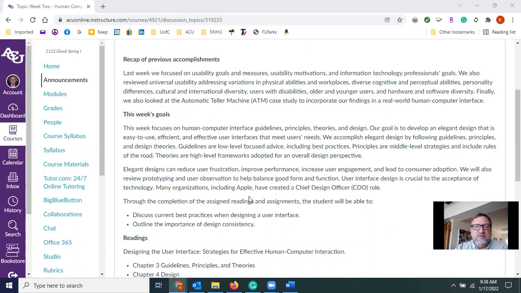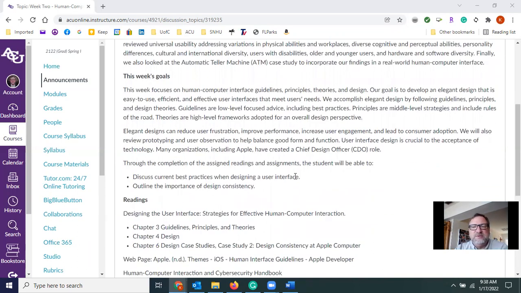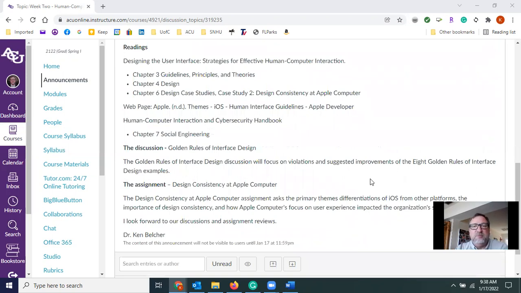Many organizations, including Apple, have created a chief design officer, and there are teams that just look at interface design. We'll discuss the current best practices of designing user interfaces, and we'll outline the importance of design consistency. There's a wealth of knowledge, especially when you start looking at the Apple example. There's so much already out there to read, different guidelines and principles. And then of course we can bring in more with prototyping and polling the users, seeing how they feel, and actually testing interfaces on the users.